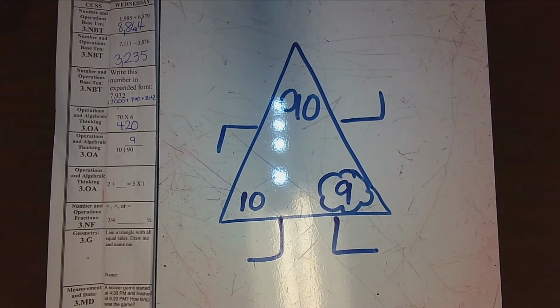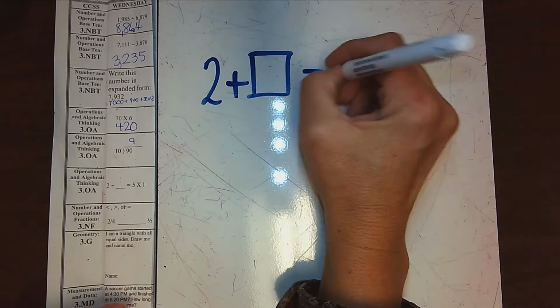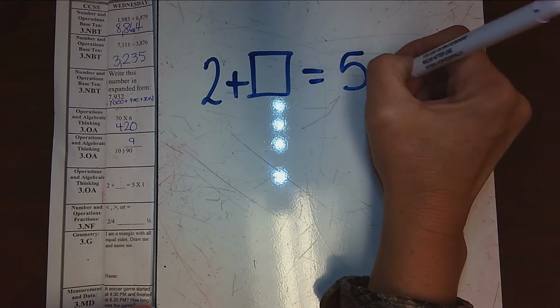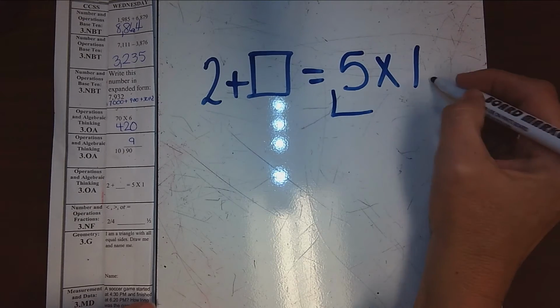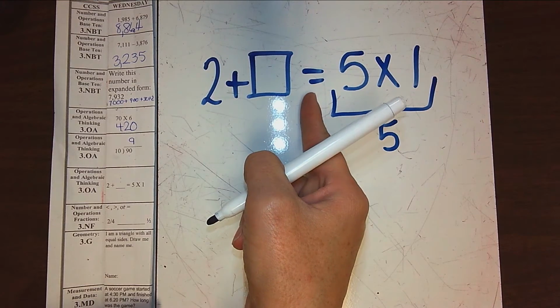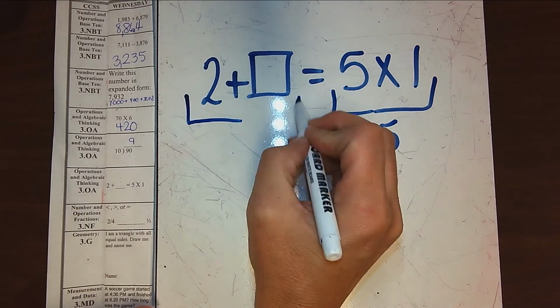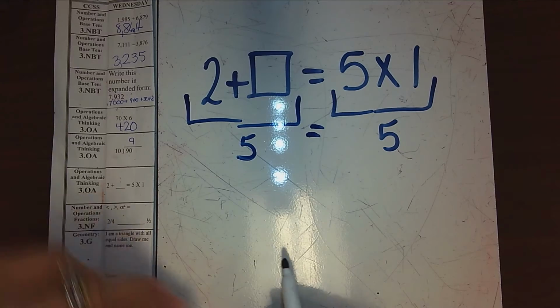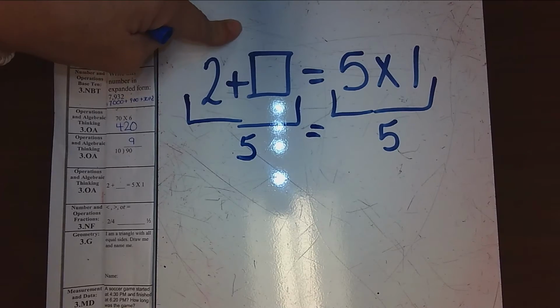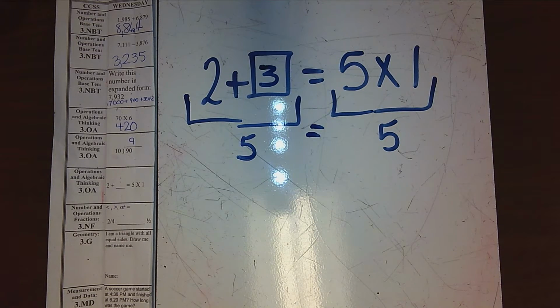Okay, linear equations, got to make both sides equal. So we have 2 plus some add-in equals 5 times 1. Well, go on and do what you know. I know that 5 times 1 equals 5. If both sides have to be equal, this side has to also be 5. So in order to get 5 on this side, I have to add 3 to my 2. 2 plus 3 is 5.